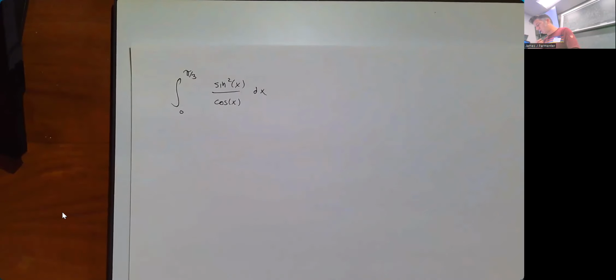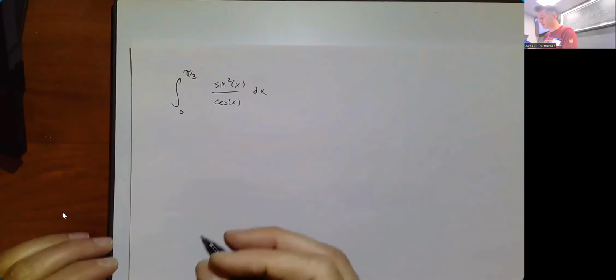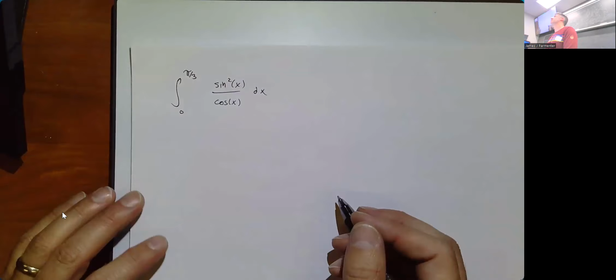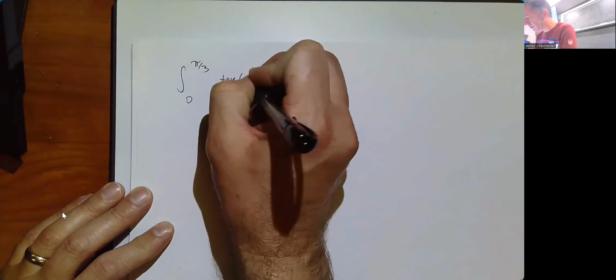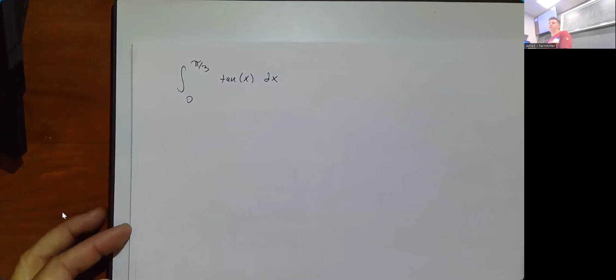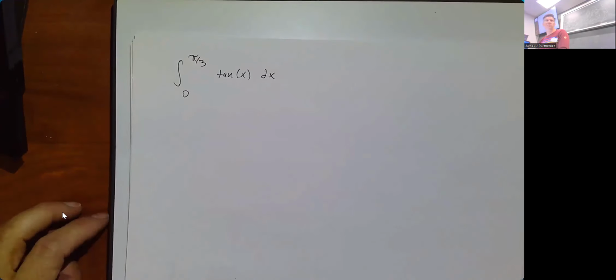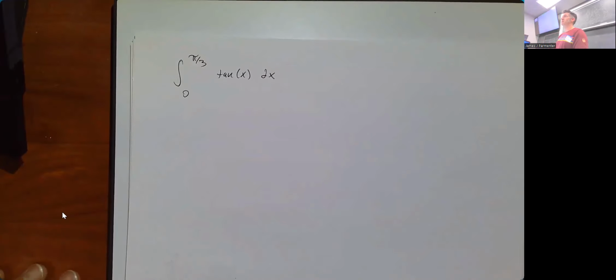Did I make a dumb problem? Yeah, if u is cosine, that's a problem. I don't love that because you guys aren't going to do that. Sorry, I made up a not good problem. Let's fix it. Let's do the integral from 0 to pi over 3 of tangent. Way more fun. What's the integral of tangent?